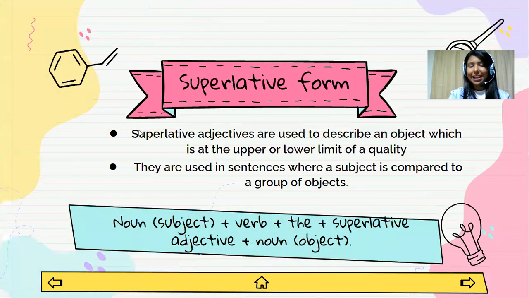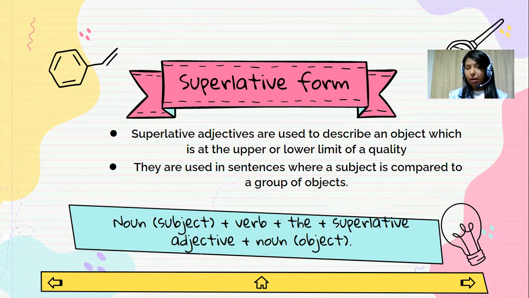Okay, let's continue. Then we have the superlative form. The superlative adjectives are used to describe an object which is the upper or the lower limit of a quality. They are used in sentences where a subject is compared to a group of objects. That is the main difference between the comparative form and the superlative form. When you are using the comparative form, you are talking about two different objects, just two objects. It could be two people, it could be two animals.